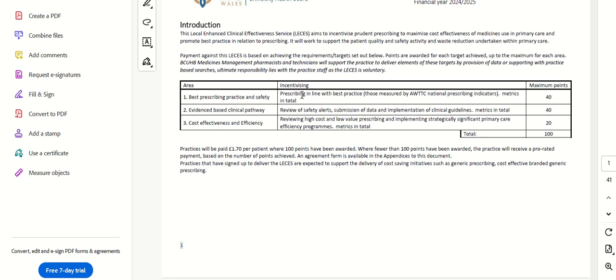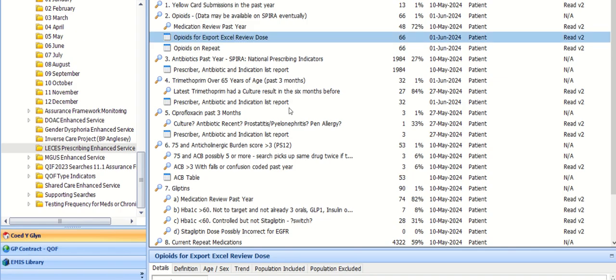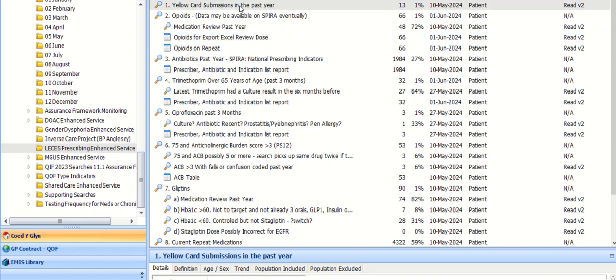So this is a quick look at the local enhanced clinical effective service. I'm not going to go through all the paperwork, just looking at the elements for searches that we've made to help. So there's a search looking at yellow card submissions, and then the searches help look at high dose opioids.